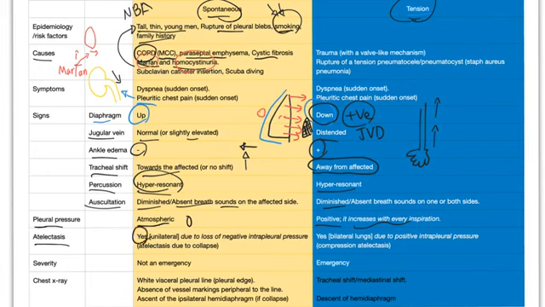Atelectasis, yes, in spontaneous, and it's unilateral. Why? Due to loss of negative intrapleural pressure. Atelectasis due to collapse. But in tension, the other side has atelectasis too. It's bilateral due to the positive intrapleural pressure, and this is a compression atelectasis, not to be confused with atelectasis caused by collapse.